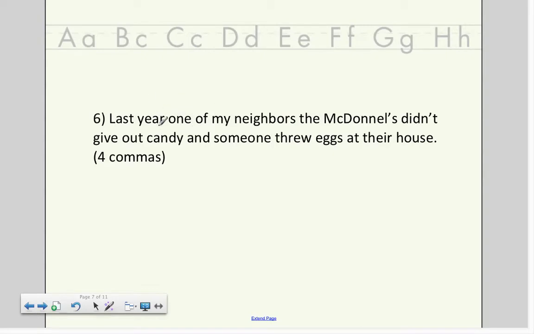Number 6, last year, one of my neighbors, the McDonalds. All right, so we have an appositive here because I'm repeating neighbors and McDonalds. So we'll put one here. We separate it here. Didn't give out candy and someone threw eggs at their house. So we have a conjunction. Let's see if this is 2 sentences. Someone threw eggs at their house. Well, this could stand by itself. We have our subject and we have our verb. So let's put a comma here. And then we have a comma after last year as well, because this is a transitional phrase.